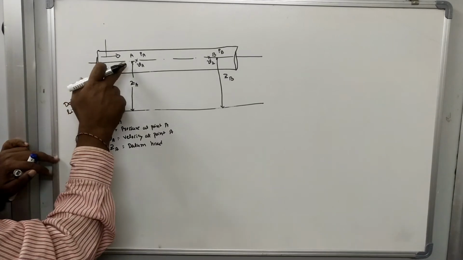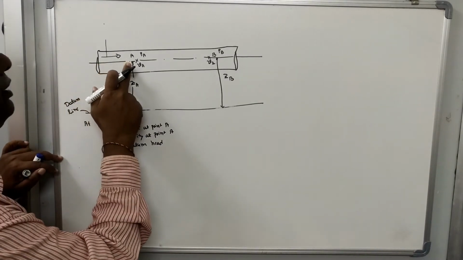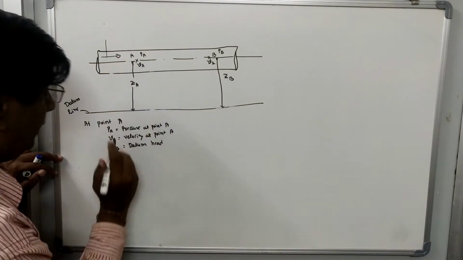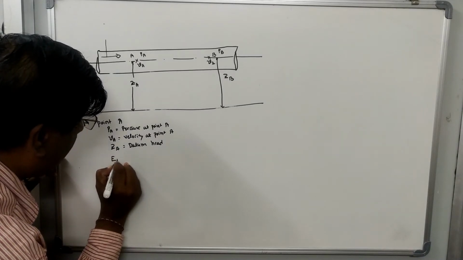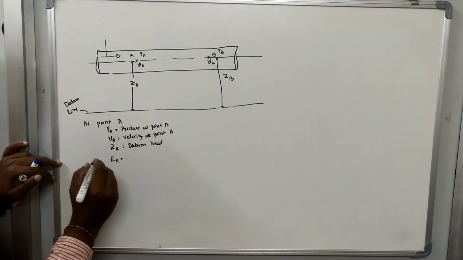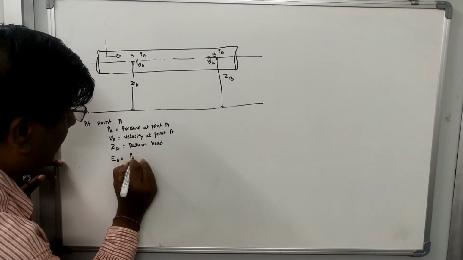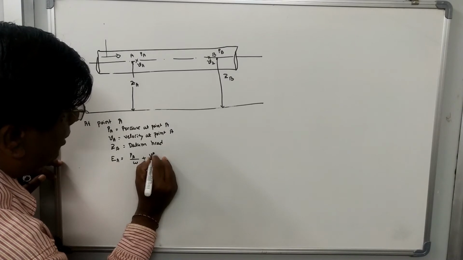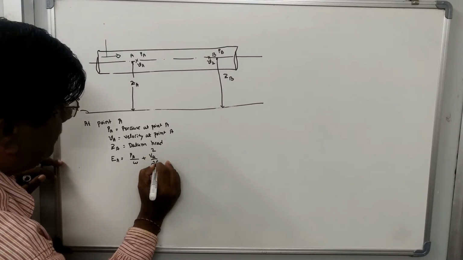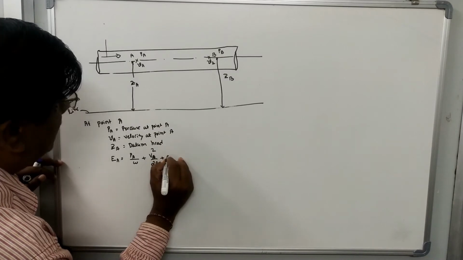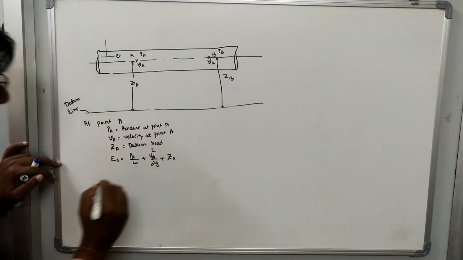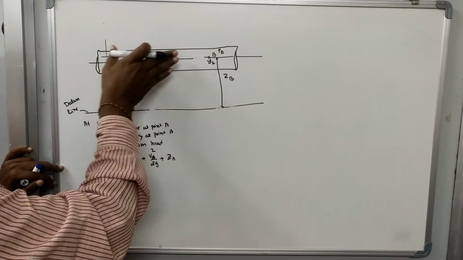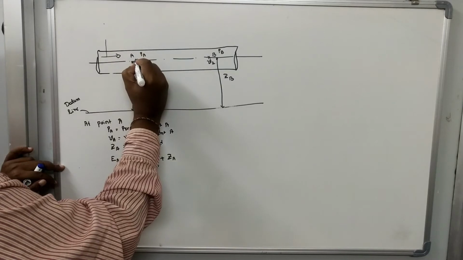Then what is the energy possessed by the flowing fluid at point A? Let it be EA. According to Bernoulli's equation, it is pressure head PA by W plus VA square by 2G plus ZA. This is the energy head possessed by the flowing fluid inside the pipe at point A.